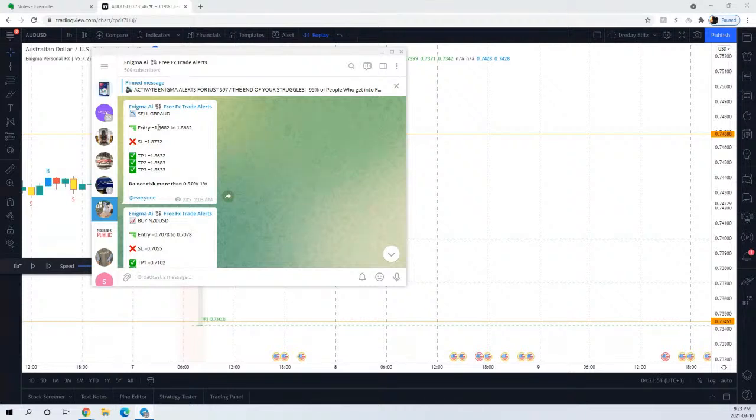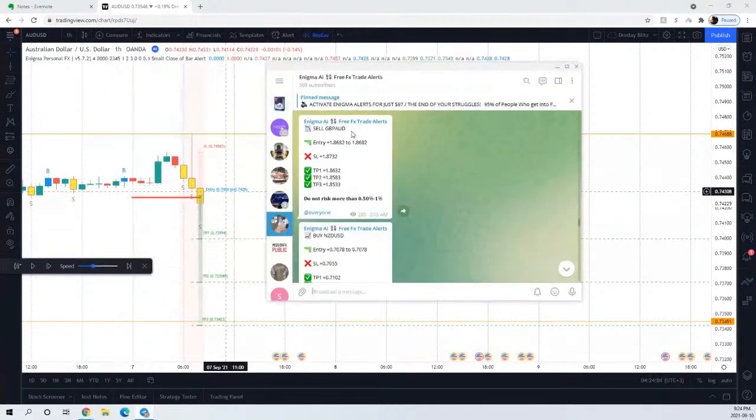Okay, so you're going to have the entry. Same thing as here. So it's going to be something like this. Okay, so it's going to be entry from this price to this price. So here it's really, it's not a pending order. It's really like a market execution if it's near that price.